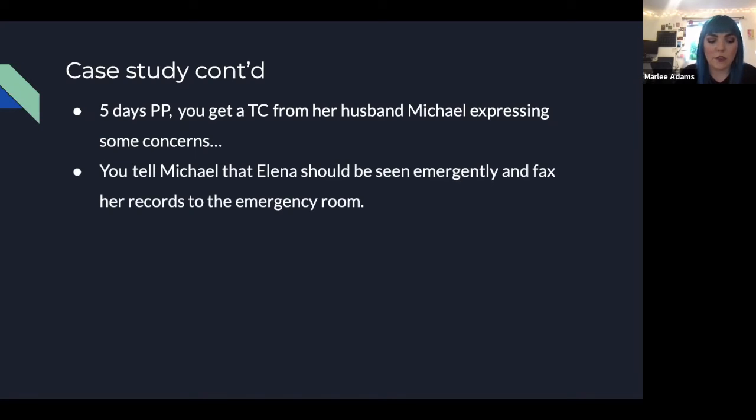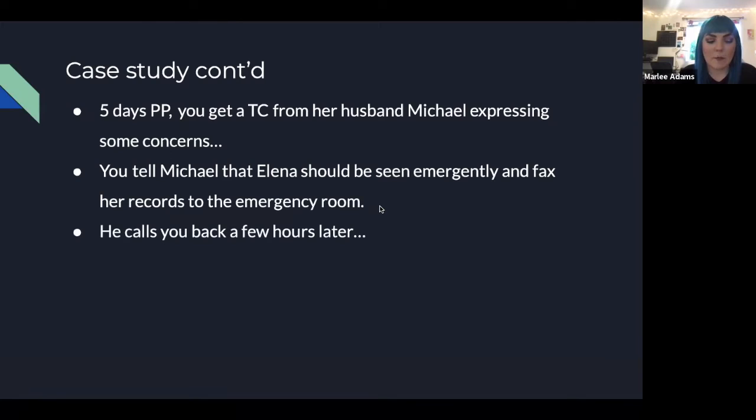So you know this is abnormal, but you're not sure what's causing this. So you tell Michael that Elena should be seen immediately. You call ahead to the emergency room to let them know she's coming and fax her records, and advise Michael to let you know if she won't go in on her own, and then you can brainstorm ideas together or call 911 if needing extra support at that point. So he calls you back a few hours later.